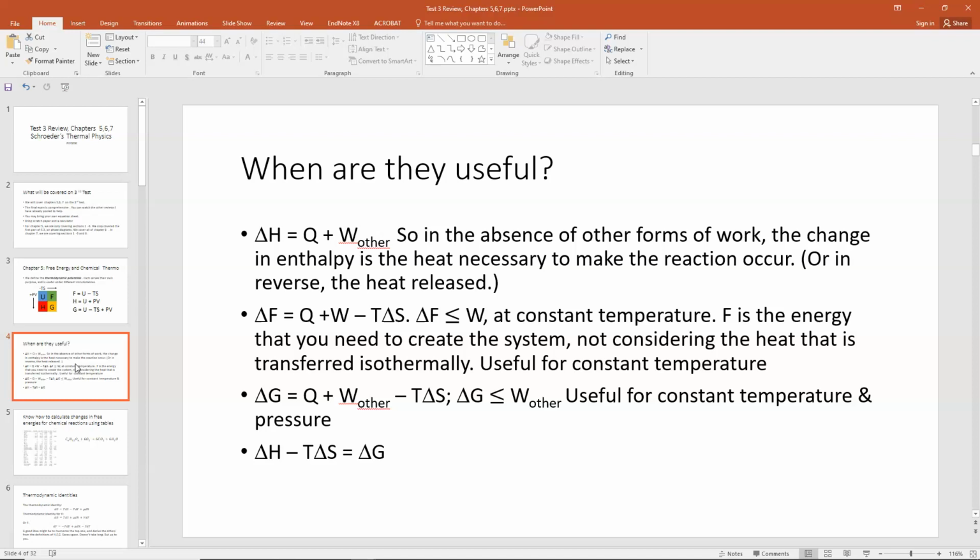Delta G, the Gibbs, is useful for constant temperature and pressure processes. So that is Q plus the other forms of work minus T delta S. So that means that delta G is less than or equal to the other forms of work under constant temperature and pressure. And remember that we can relate the enthalpy and the Gibbs via the formula delta H minus T delta S is equal to delta G.